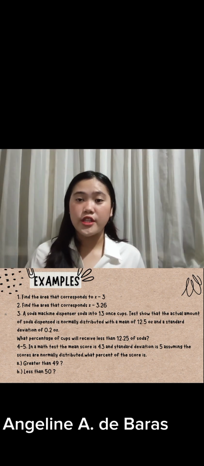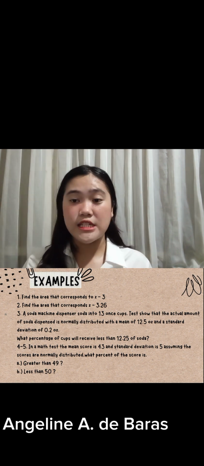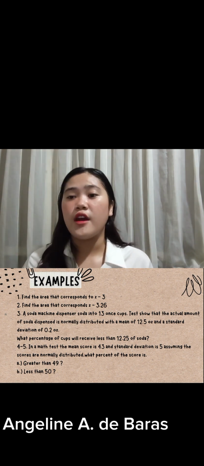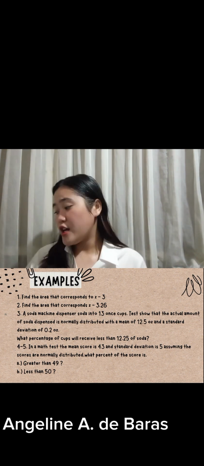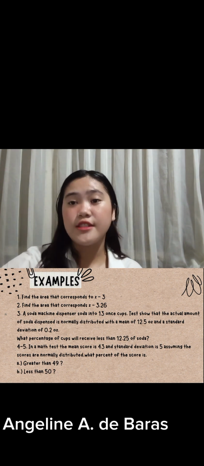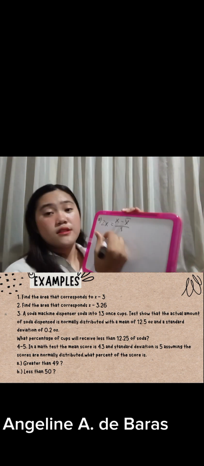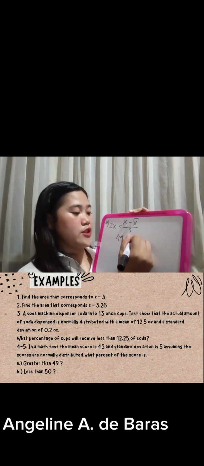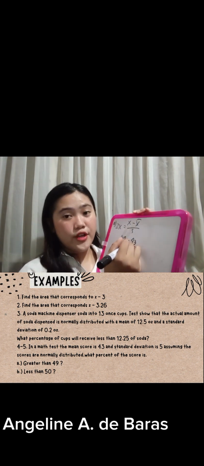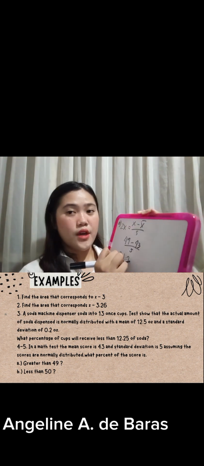So let's go to our fourth and last question. In a math test, the mean score is 43 and the standard deviation is 5. Assuming the scores are normally distributed, what percent of the scores are A, greater than 49 and B, less than 50? So first, let's solve the greater than 49. Using the formula of the z-score, in the problem we have 49 for x, and the mean of 43, less, and over 5 for the standard deviation, and we get 1.2.